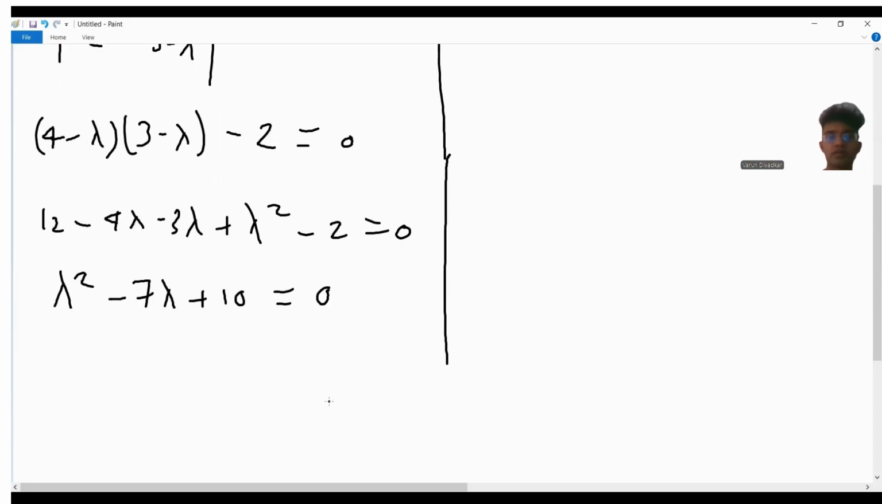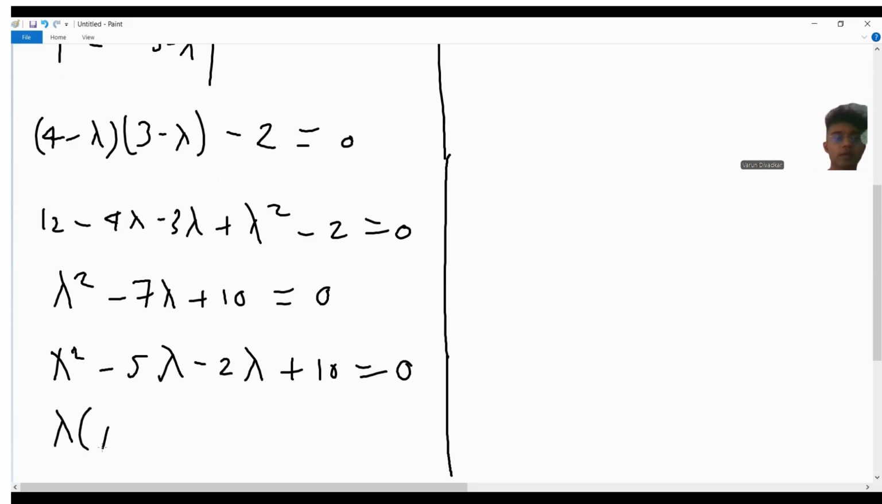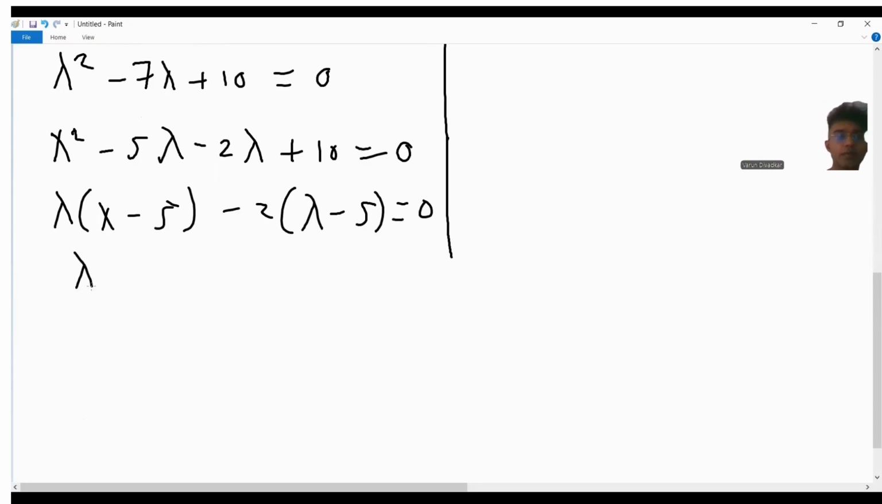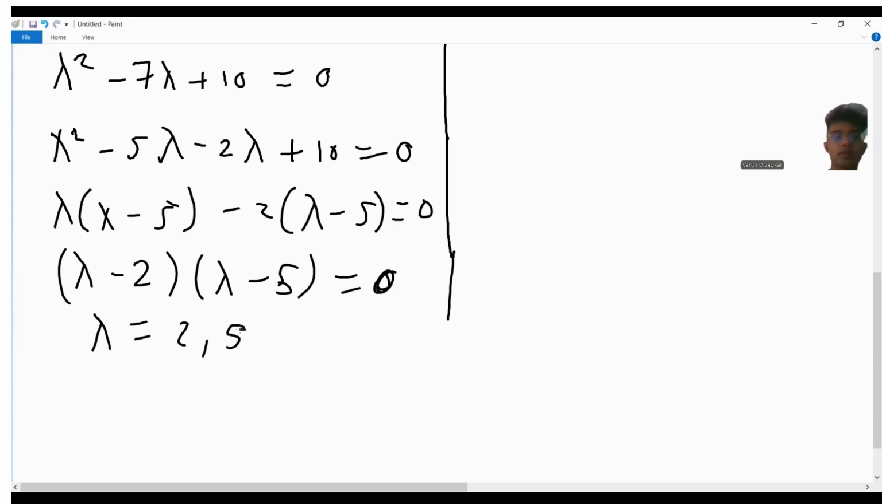Now we split 7 lambda into 2 parts such that lambda square minus 5 lambda minus 2 lambda plus 10 equals 0. We are solving a quadratic equation now. So lambda into (lambda minus 5) minus 2 into (lambda minus 5) equals 0. So basically, (lambda minus 2) into (lambda minus 5) equals 0. All right? So this means lambda equals 2 or 5. So basically, the first eigenvalue is 2 and the second one is 5, right?